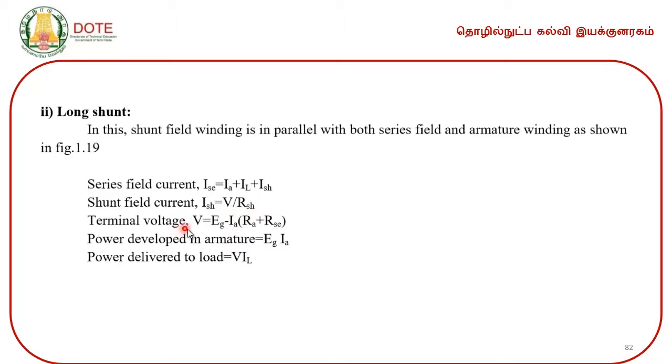The terminal voltage V is equal to EG minus IA into RA plus RSE. The power developed in the armature is the same as that of the previous short shunt, which is EG into IA. Power delivered to the load is given by the expression V into IL.